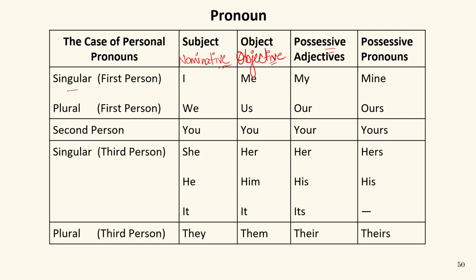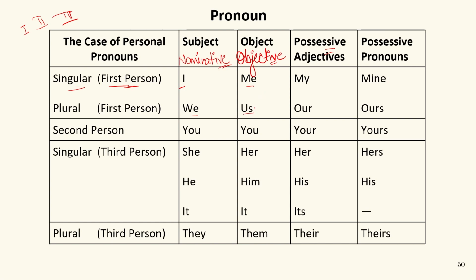First, we have singular first person. Now, we have three kinds of persons in pronouns: first person, second person, and third person. What is the use of this? We will discuss it after some minutes. First we have the singular first person, that is I. The objective case of I is me. Then we have we, that is first person. The objective case of we is us.